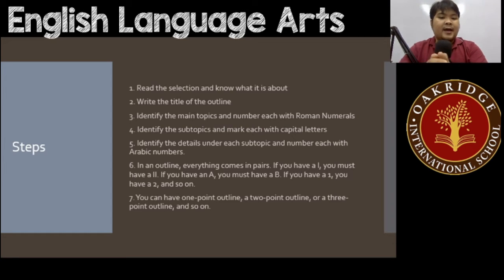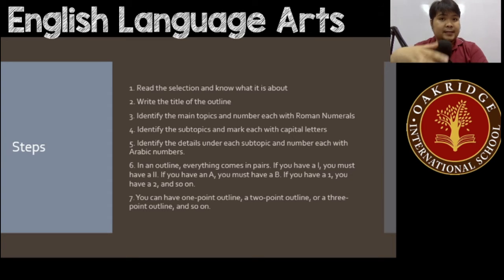In an outline, everything must come in pairs. So if you have a 1, you must have a 2. If you have an A, you must have a B. Or 3 or 4, or C or D, or Roman numeral 4, 5, 6, 7, and so on, depending on how many topics, subtopics, or details you're going to give. But make sure, guys, that there must be at least two for each. And you can have either a 1-point outline, 2-point outline, or 3-point outline and so on.